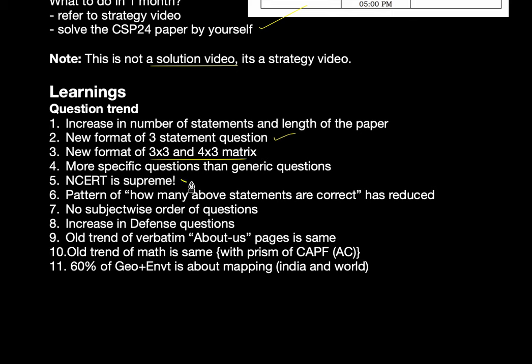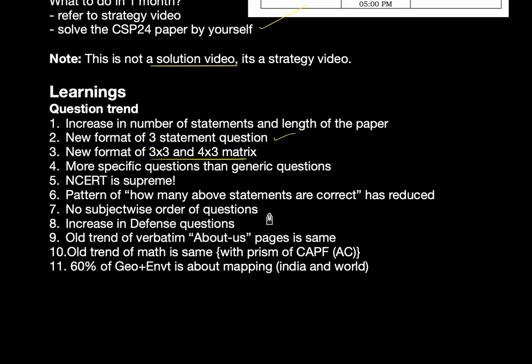NCERT Supreme, yes. NCERT has made its way back to the civil services this year with lots and lots of questions on environment and geography sourced directly from the NCERTs, and even economy also. So NCERT is very important, for CAPF also, and especially in general science, please read the NCERT. And geography, I don't need to emphasize its importance anymore.